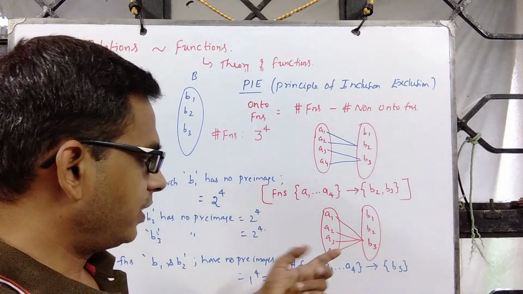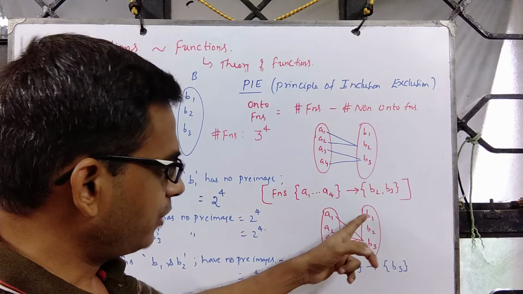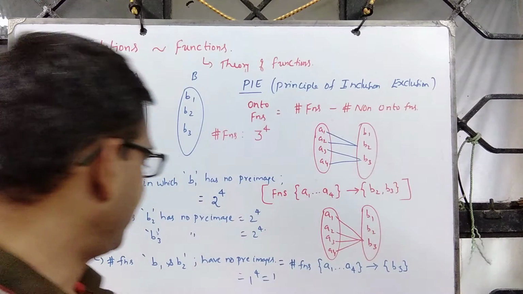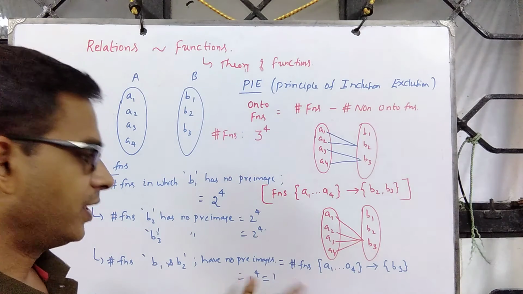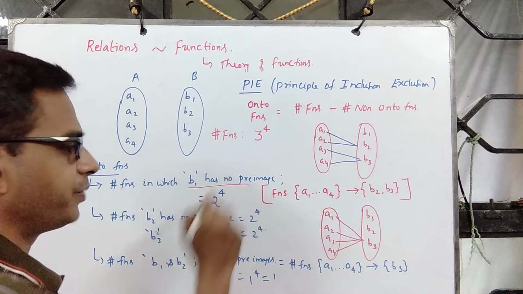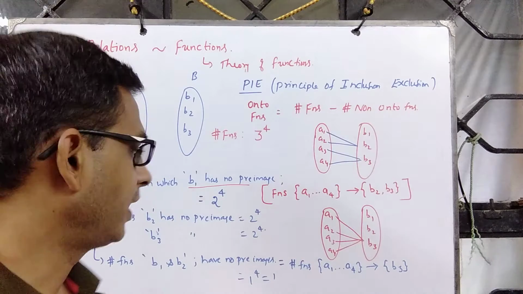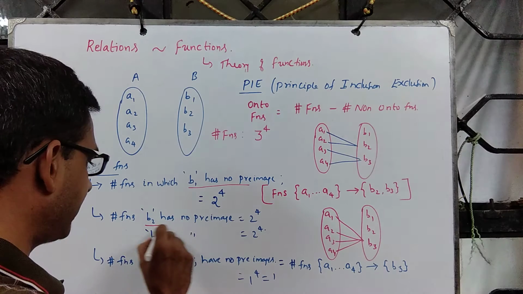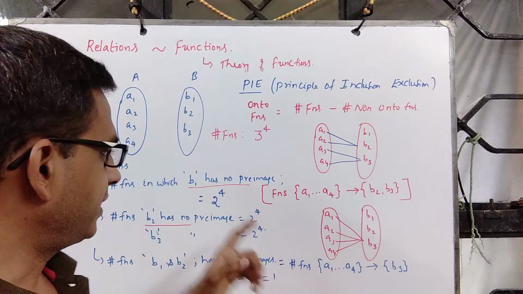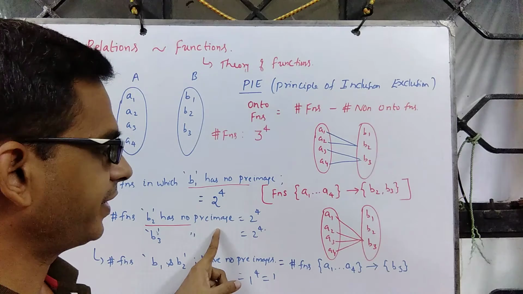Now you need to note this function, the one in which B1 is not having a pre-image and B2 is not having a pre-image, it is counted as part of this. The same function is also counted when we say B1 has no pre-image, because in this function B1 has no pre-image, so this is counted as part of this. The same function is also counted when we say B2 has no pre-image. Fine. So which means this function is counted here. Same function is also counted here.